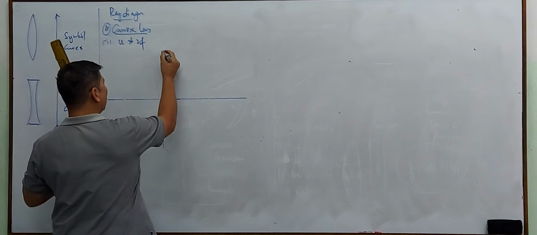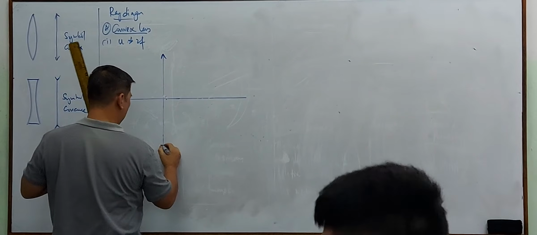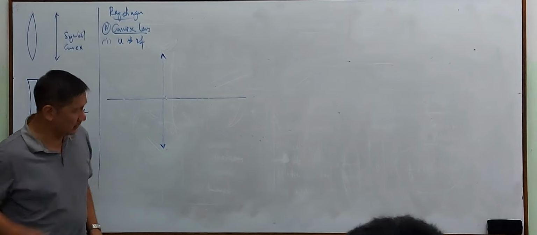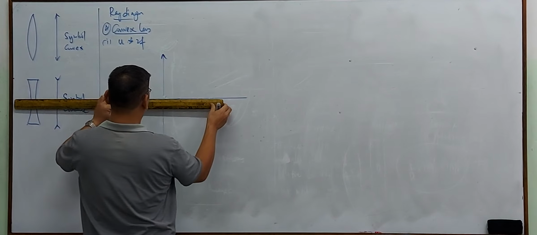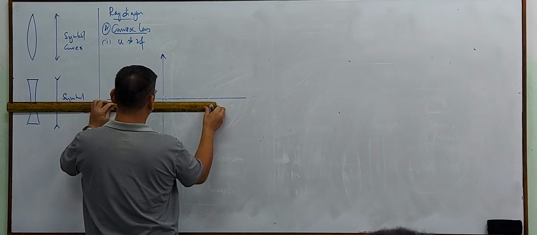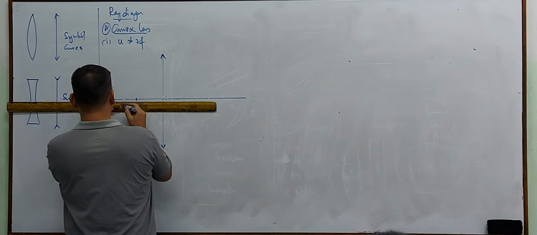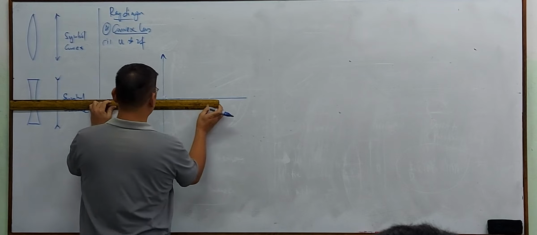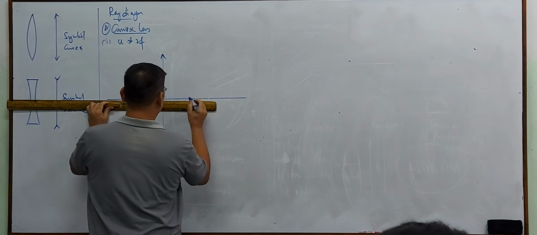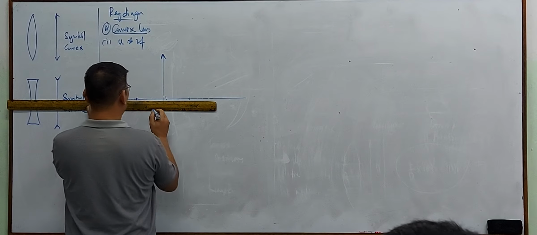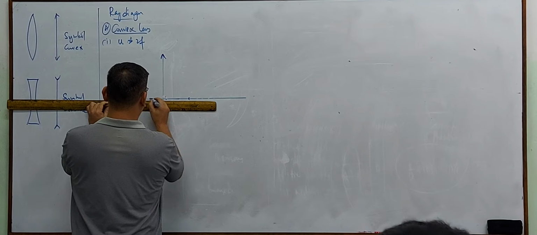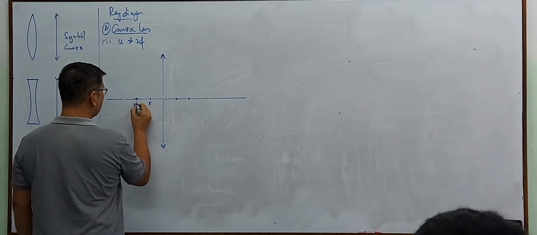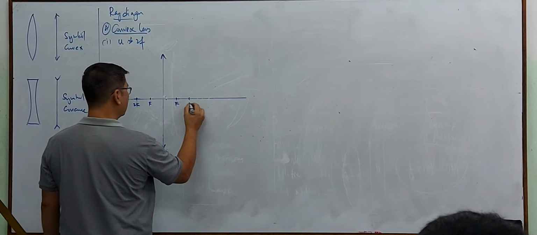Okay. Now this is our convex lens. Now let's assume we have the focus point like this. Assume this is 10, so it is 2.5 here, 2.5 here. So this is the F, this is 2F, another one here on the other side.